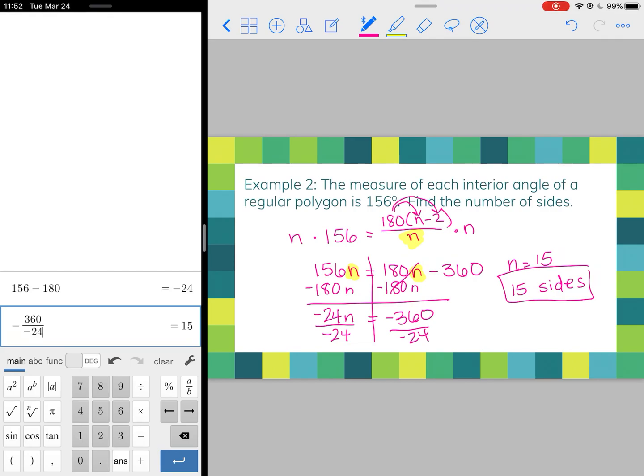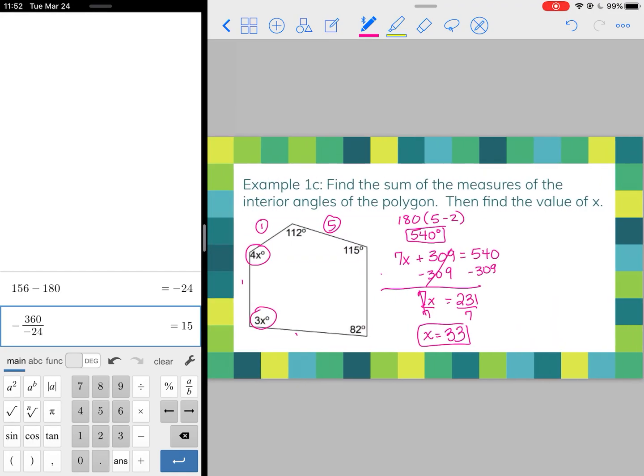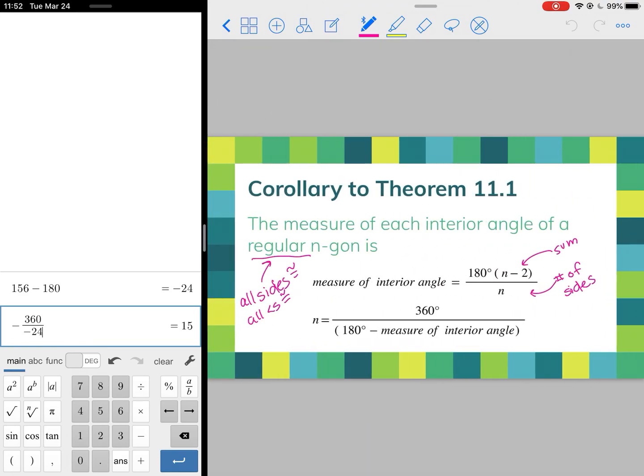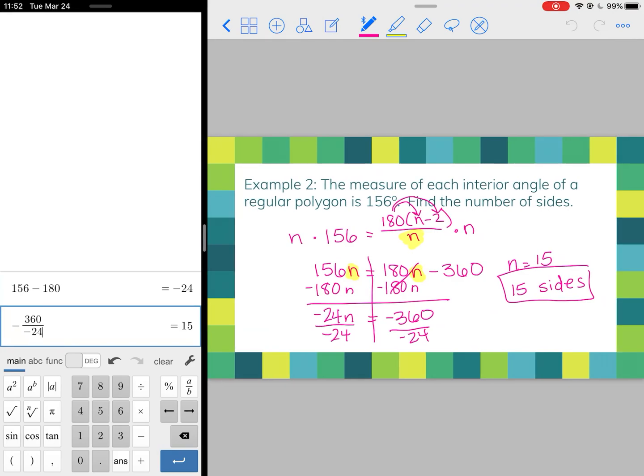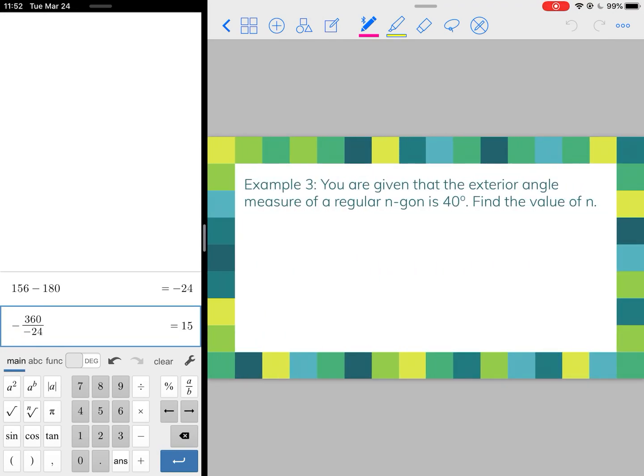If you have an interior angle measure, that's when you're going to use the corollary of theorem 11.1. And we use that angle sum over the number of sides. The next example is that we're given an exterior angle measure. For the exterior angle measure, we're going to take the exterior angle sum, which is 360. We're going to divide that by the number of sides. And that's going to give me the measure of that exterior angle, which is 40.